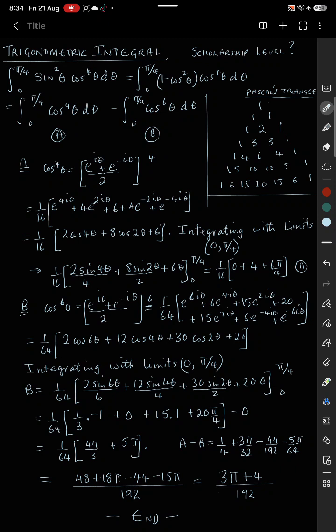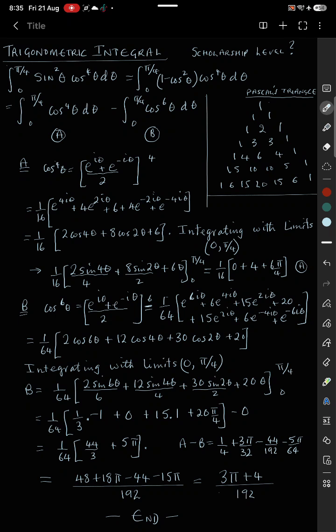Now, there's various ways of tackling this. If you try to do it by parts, you will run into difficulties. So I've looked for an alternative method. First of all, I've replaced sine squared theta by 1 minus cos squared theta. And then that will give us two integrals, both between the limits 0 and pi upon 4. One has the integrand cos to the 4th theta, and the other cos to the 6th theta. So we'll deal with these one at a time.